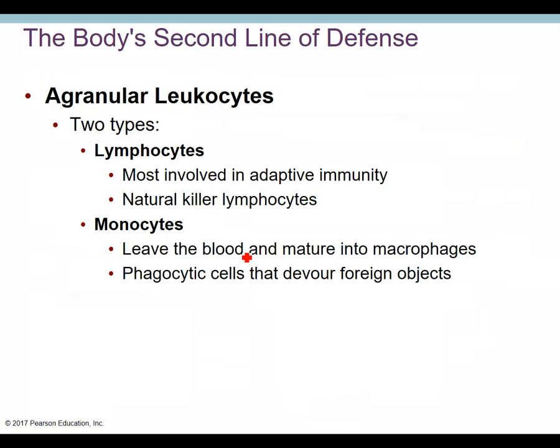And then for your agranular leukocytes, we have lymphocytes and monocytes. And monocytes are also phagocytic. So you have several types of white blood cells that can do phagocytosis.